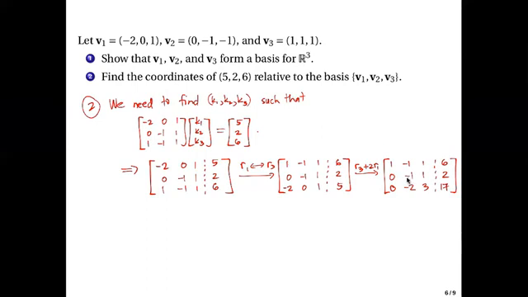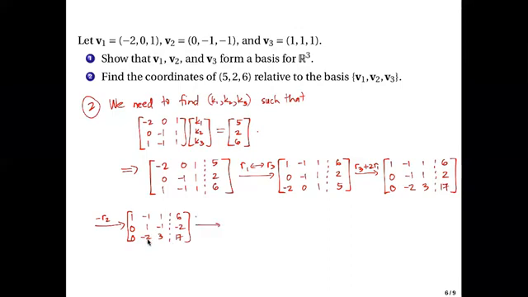Let's remove the negative in this entry here. So negative R2. Let's copy now. 1, negative 1, 1, 6. Then here this becomes 0, 1, negative 1, negative 2. And here you have 0, negative 2, 3, 17. Then we make this 0.